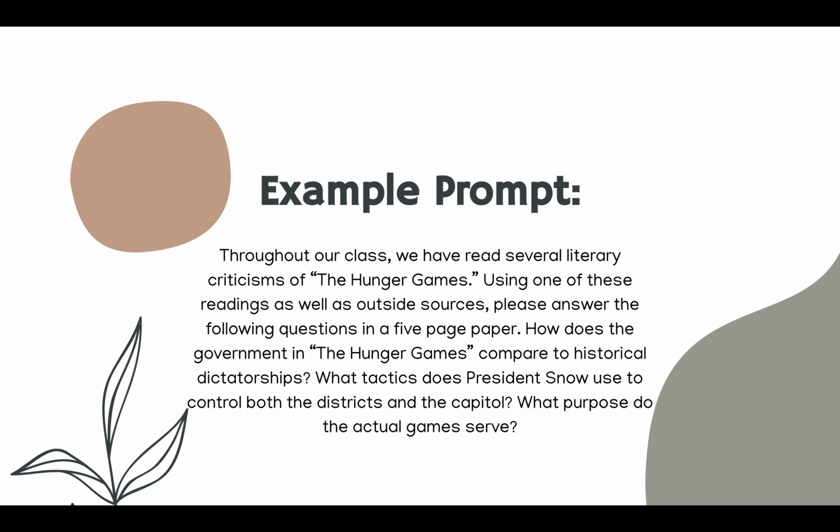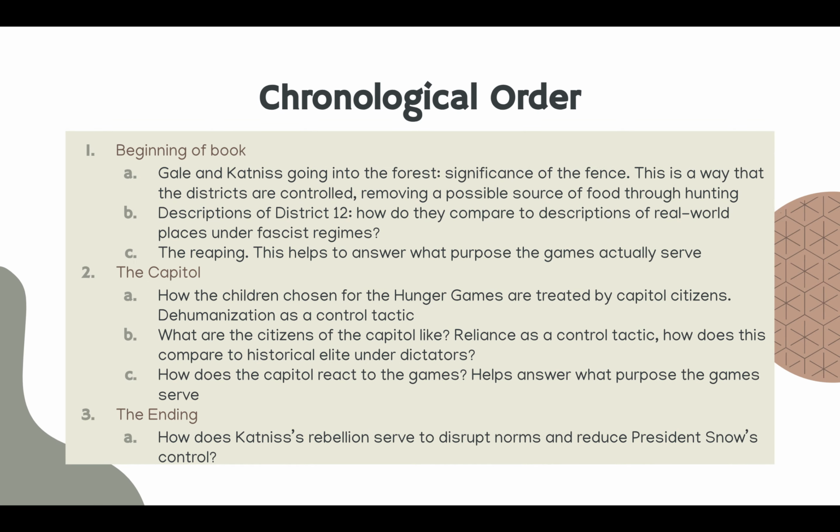So let's look at some ways that we could potentially help a client organize this prompt in a brainstorming phase. For chronological order, we could go by the plot. The first section of the student's paper may look like the beginning of the book. Within that, there might be 3 paragraphs. Gale and Katniss going into the forest, and that may talk about the significance of the fence and the way that the districts are controlled by removing a possible source of food through hunting.